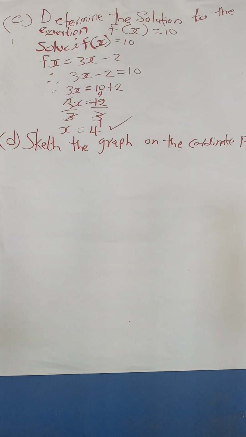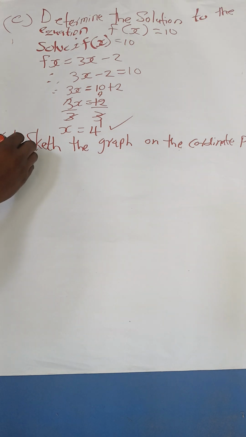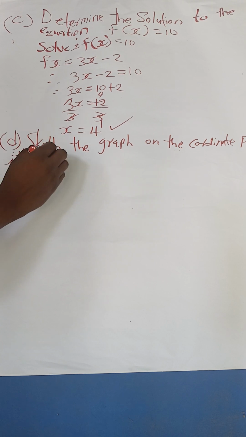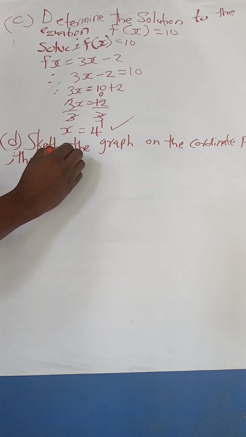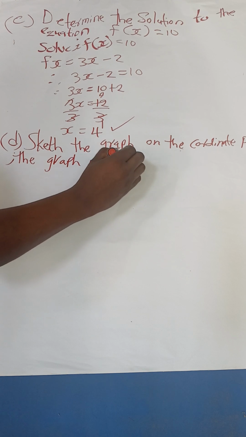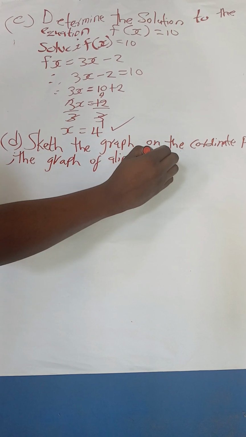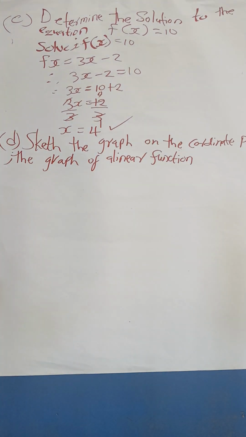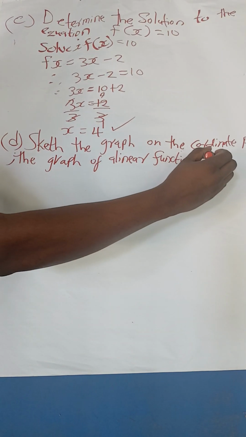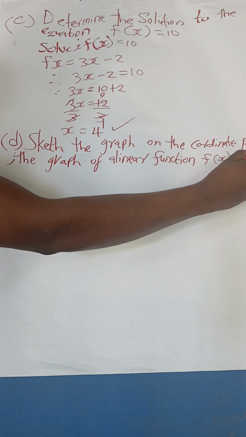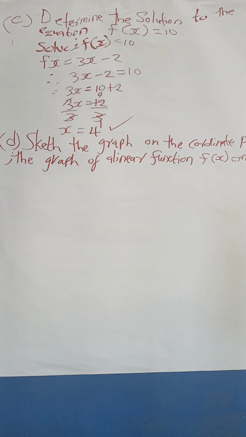So for the graph of a linear function, you have to keep in mind that the graph of a linear function, and we know very well that our linear function in this case is f(x) equals mx plus b.